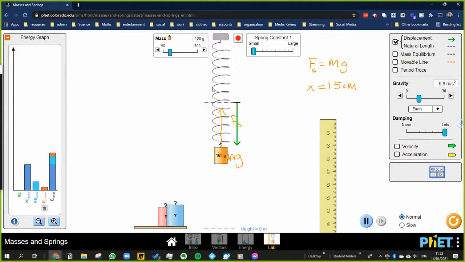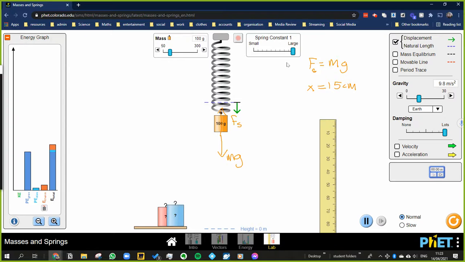And you can see they've done a nice little feature where the spring is visibly getting thinner. So you can see how it's got thicker as I'm making the spring constant larger. So really thick metal is obviously going to be harder to stretch. So that's what a hard spring constant means.